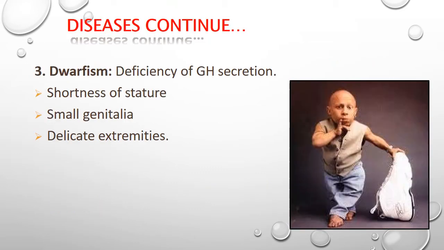Third condition is dwarfism. This occurs due to deficiency of the growth hormone secretion. It includes the features of shortness of stature, small genitalia and delicate extremities. So these are the signs and symptoms of dwarfism.